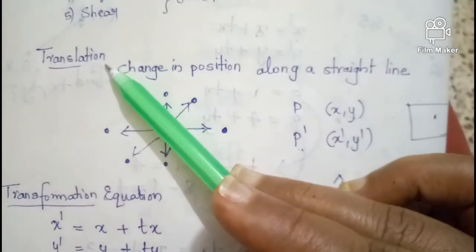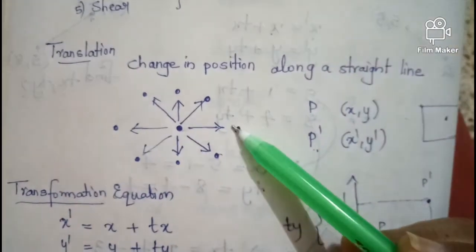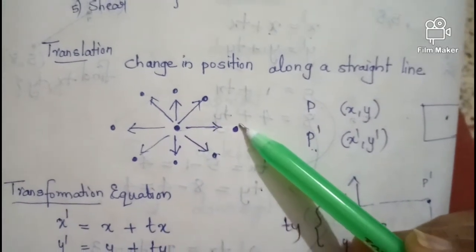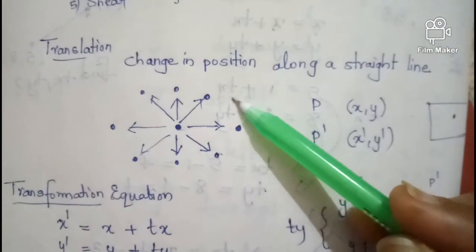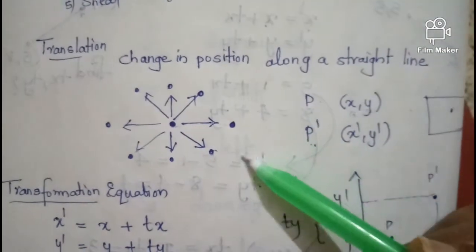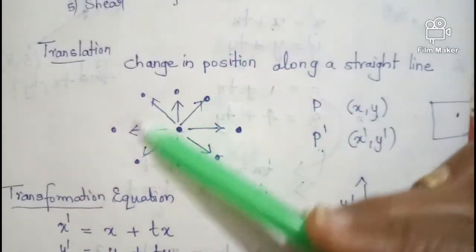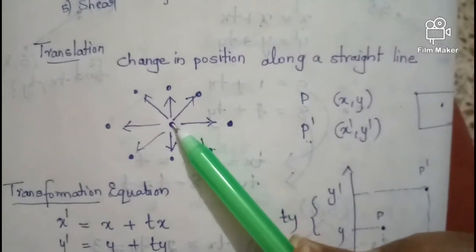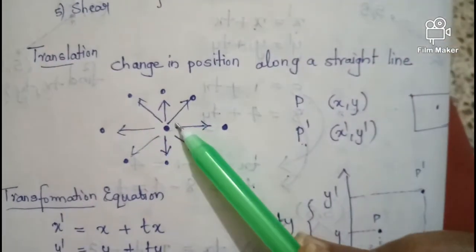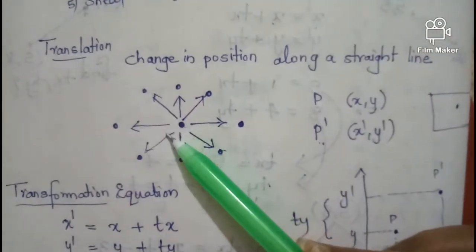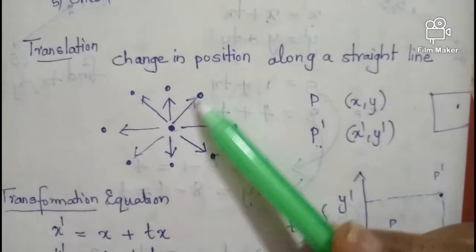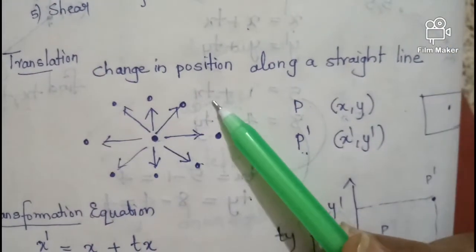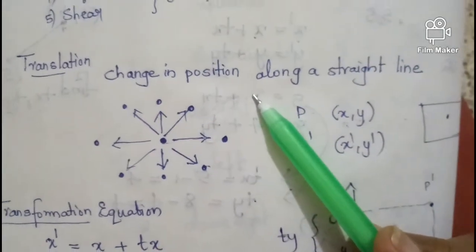So translation is change in position of an object which is along a straight line. That means the object cannot move in a circular fashion, cannot move in a zigzag fashion, cannot move in a curvy fashion. The object has to move along a straight line. It can move towards left, right, upwards or downwards, or towards bottom left, bottom right, upside right or upside left. It can move in any direction, but that movement should be along a straight line.